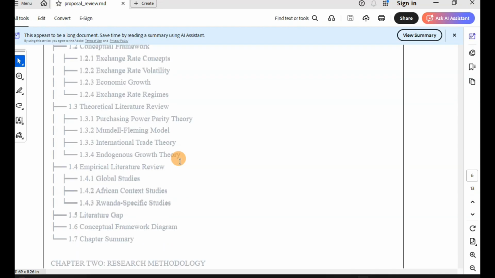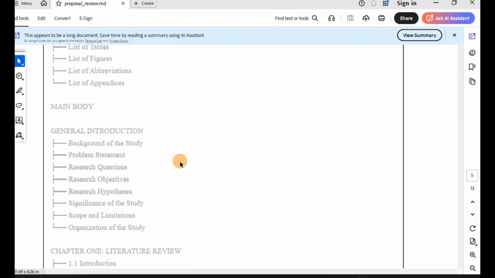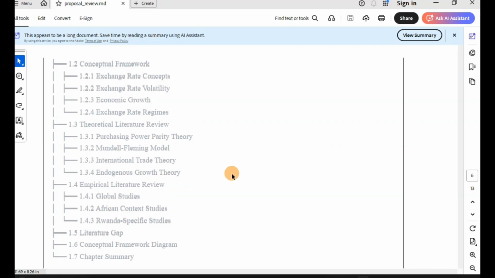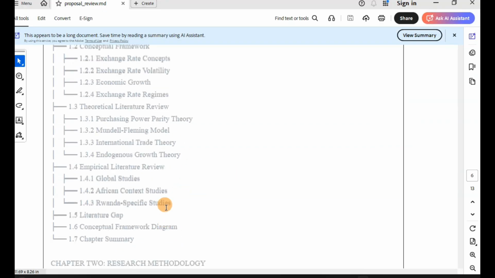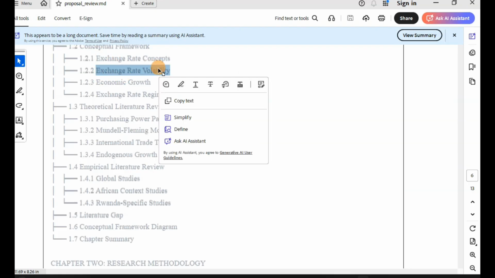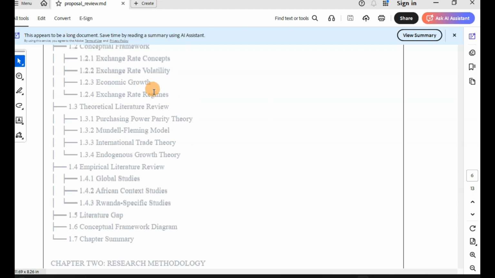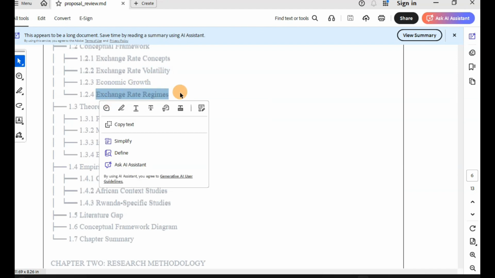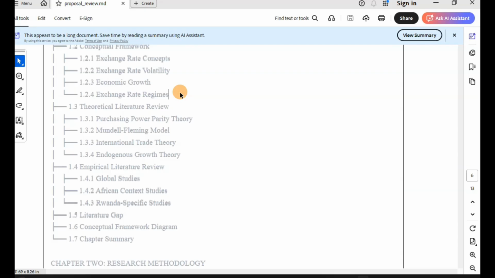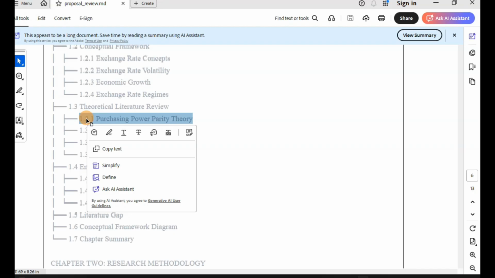The literature review, the essential one is the two parts in the literature review: the introduction, and the main concept. Now for this topic, the literature review will be to define the exchange rate concept, to define the exchange rate volatility, because we have exchange rate but also exchange rate volatility, the economic growth, and the regime of exchange rate in Rwanda or across the country. You need also to add what you call the PPP, purchasing power parity.